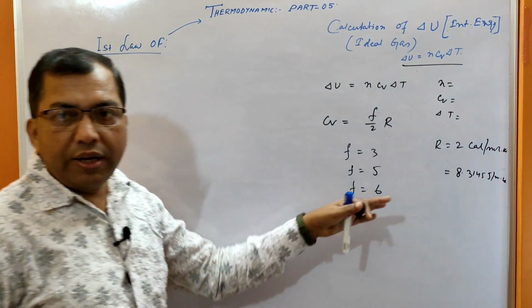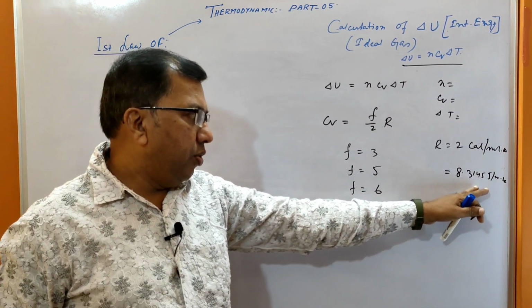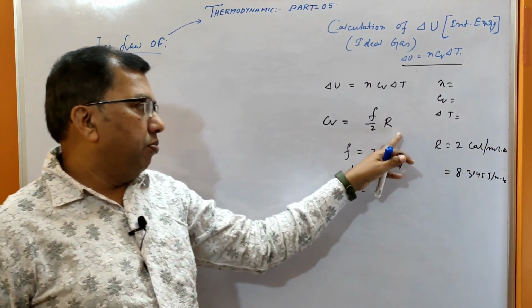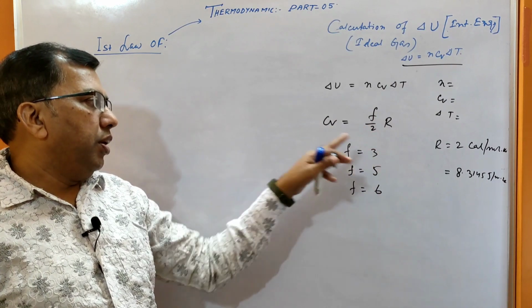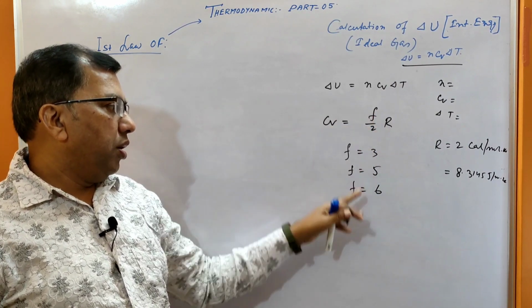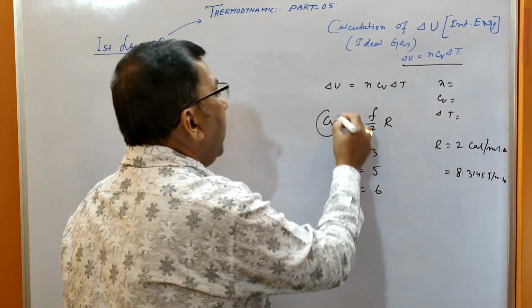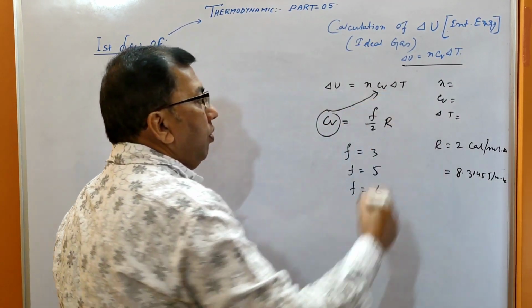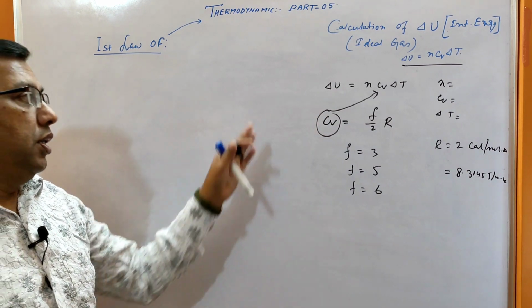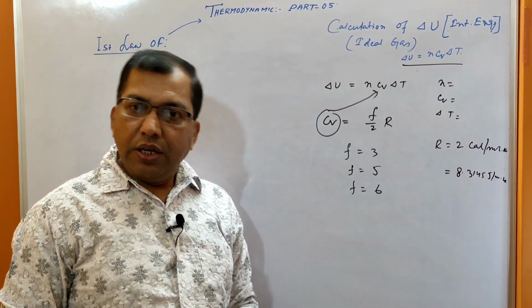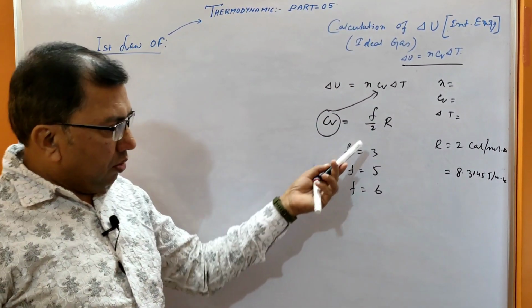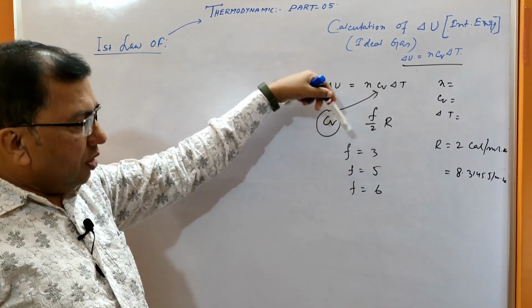So write 8.3145 and put this value in. For monoatomic, diatomic and polyatomic, f is as given. So Cv will be found, and put the value there. You will find delta U, that is the change of internal energy. Clear? We will also discuss this in detail in the next sessions.